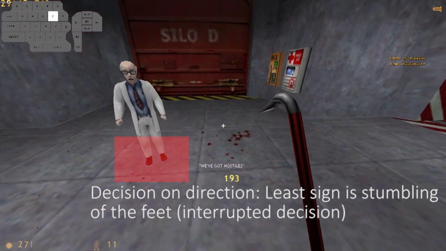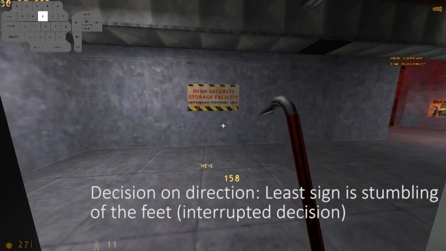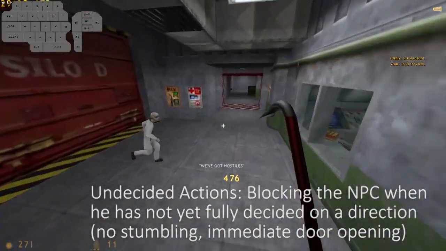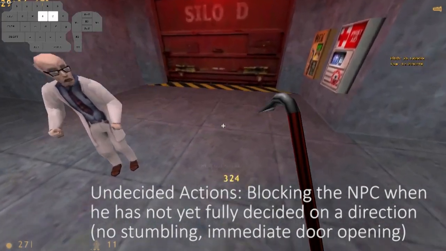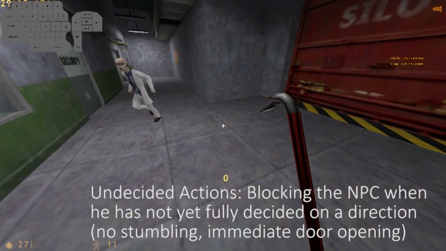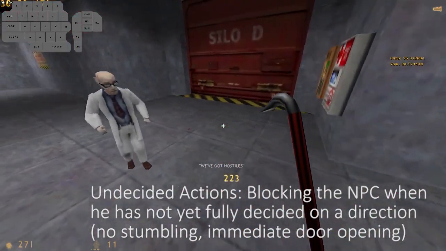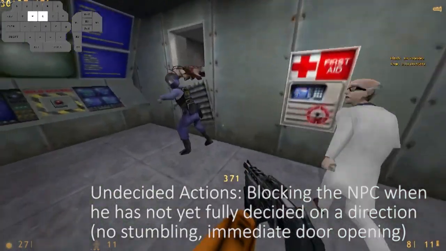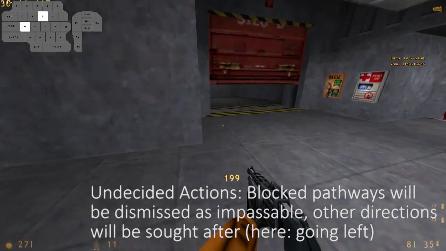The telltale sign that the scientist has made a decision is a choppy, stumbling animation that indicates an interruption. Here, look at his feet again. This time, his try to run down the hallway was blocked so quickly, it was not solidified as a decision yet. It is then that the NPC abuse will be successful and the scientist opens the door.